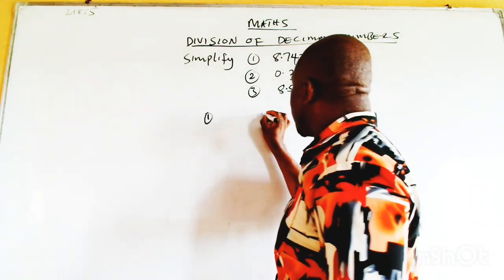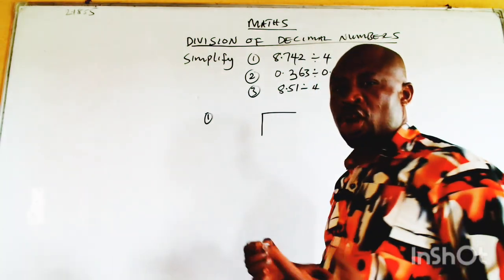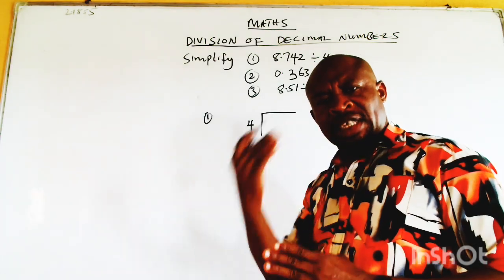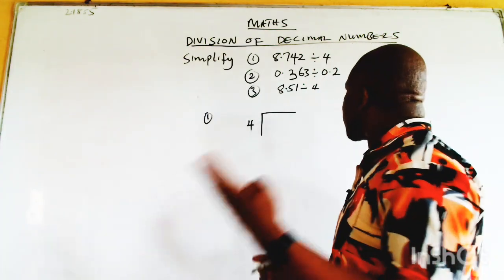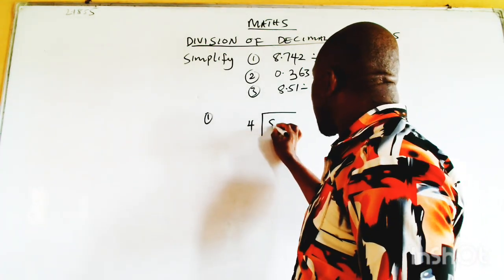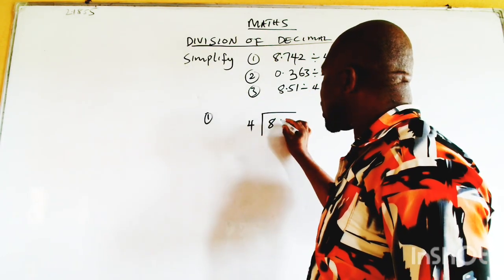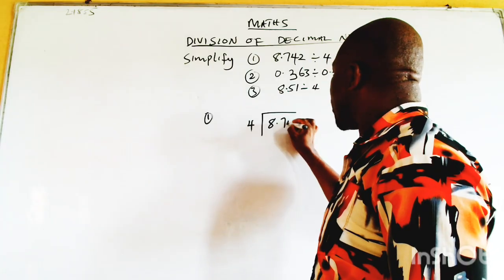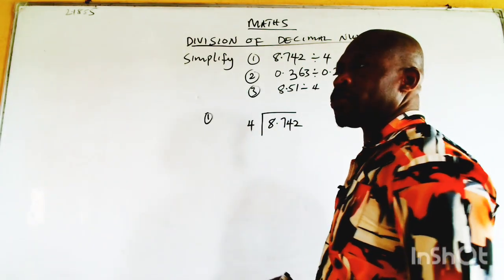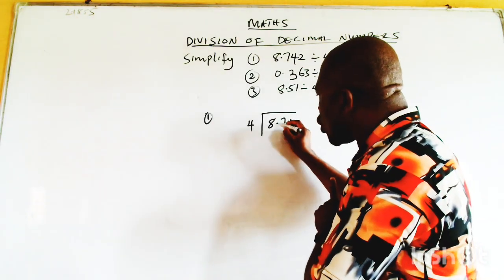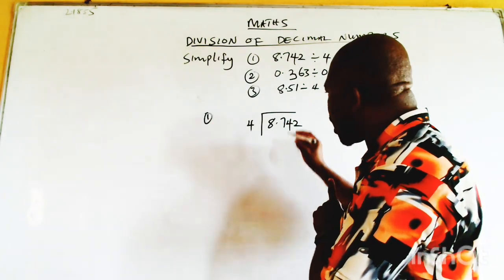Now we have it. Remember the long division method, very simple. All you need to do is take it step by step. Now we have the divisor here. Now the number you are dividing, place it inside. 8.742. Now we start. But before we do that, look at the position of the decimal point.